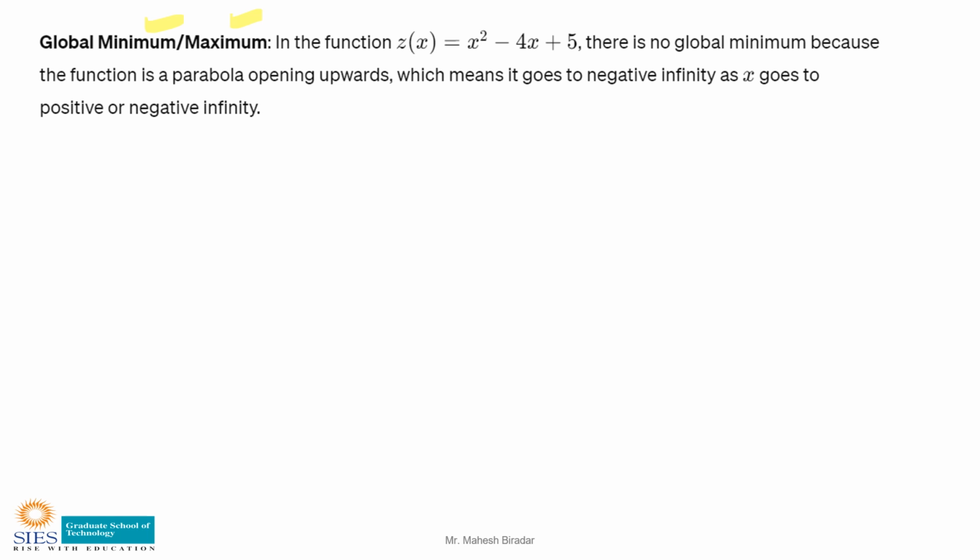In the example which we have discussed, x square minus 4x plus 5, there is no global maximum because if you increase the value of x, the parabola opens upwards and it goes to infinity, positive and negative infinity. So for this function, there does not exist a global maxima.